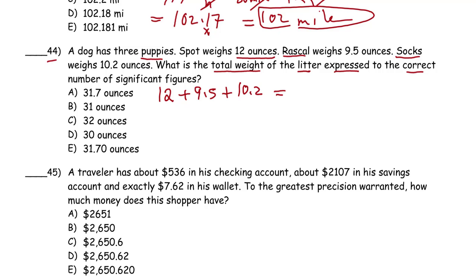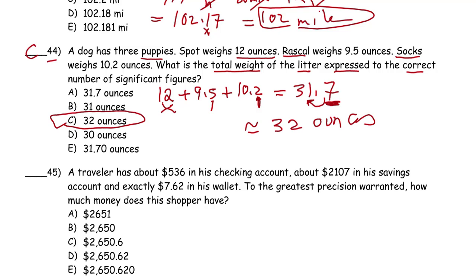Hold on. Here is 2 significant figures. There is addition here. We don't care about significant figures. We care about decimal places. We don't have decimal places here. Here 1 decimal place, here 1 decimal place. So the answer mustn't have any decimal place. So the answer equals 31.7. But as you see, the answer mustn't have any decimal place. This 7 increases 1 to 2. So 32 ounces. The right answer is letter C.